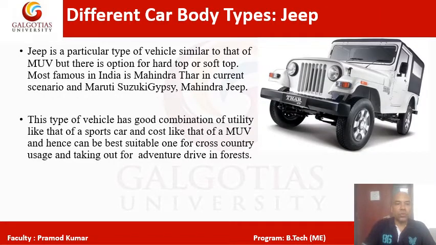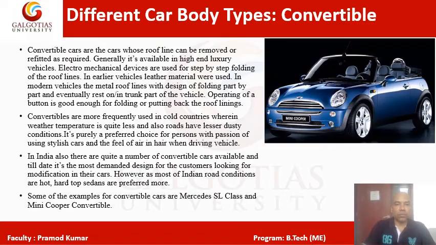So GP is a particular type of vehicle similar to an MUV, but with the option of a hard top or soft top. Most famous in India is the Mahindra Thar. In the current scenario, there are the Maruti Suzuki Gypsy and Mahindra Jeep. This type of vehicle has a good combination of utility like that of a sports car and cost like that of an MUV, and hence is suitable for cross-country use and adventure driving. So these are the different car body designs.